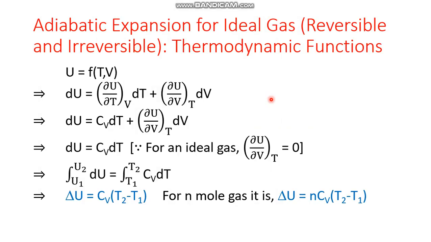Now our next topic, adiabatic expansion for ideal gas, both reversible and irreversible, and the thermodynamic functions. That means we have to find out the values of delta U, delta H, minus W or Q. And for your information, both reversible and irreversible processes have the same expressions. So where is the difference? Let me keep you in suspense. I am going to tell this later on.